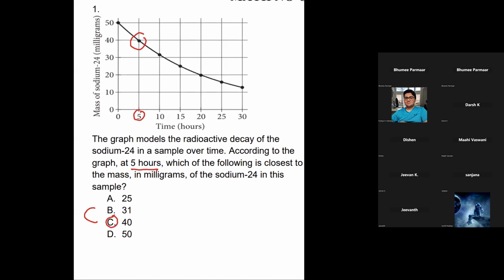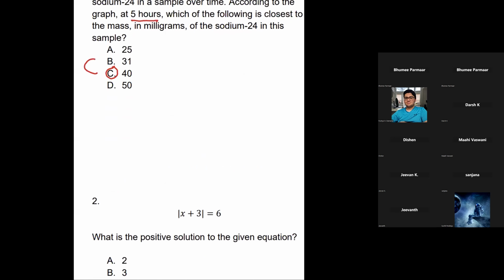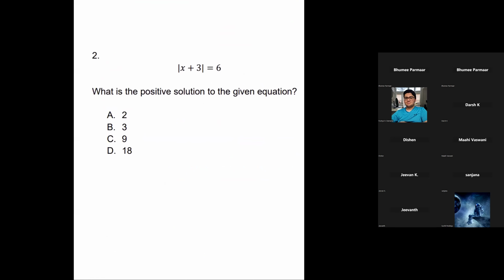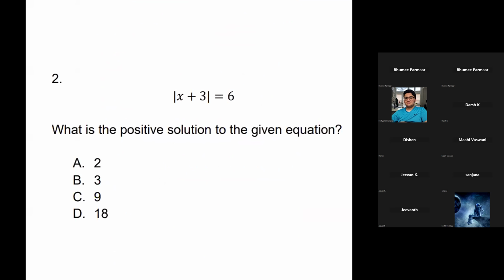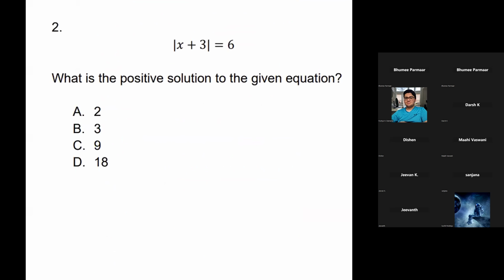Okay, we're gonna move on to question two now. If they have any questions, they can ask after each and every question that you talk about, okay? Okay. So moving on to question two.